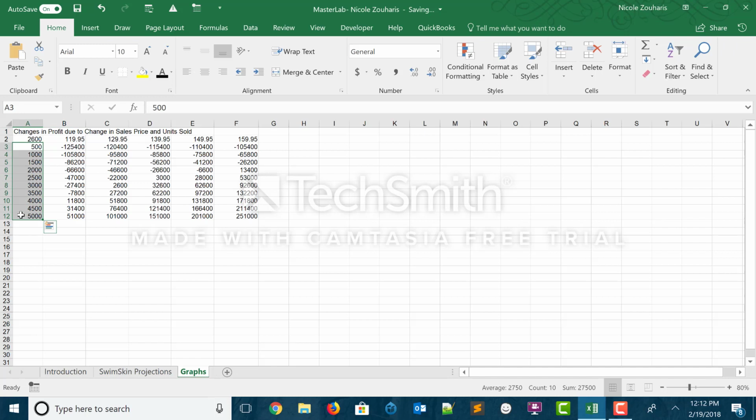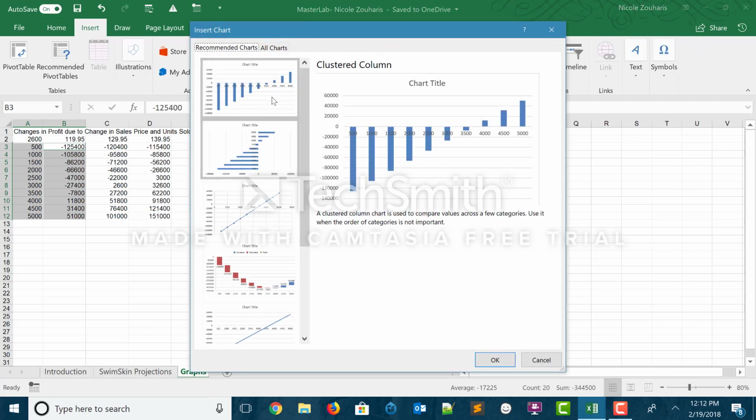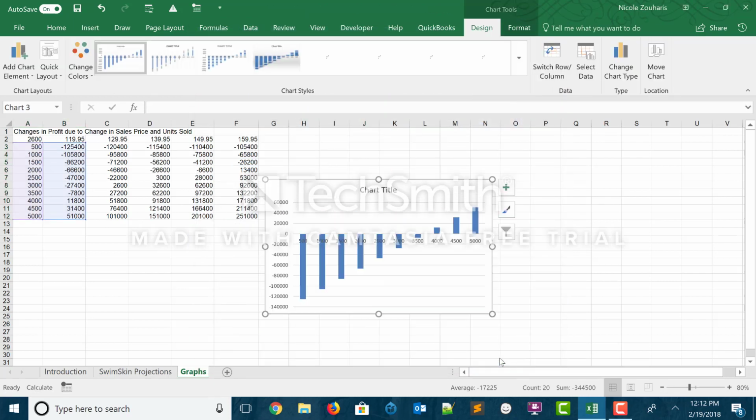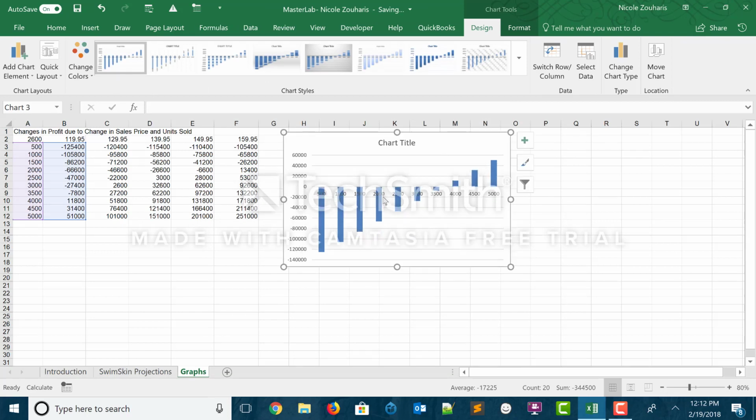I'm going to hold down the control key, and then I'm going to highlight the 119.95 sales price values. Click Insert. I'm still going to keep the same chart because I think it's the best representation. Right there. But I still think it's plain, and my axes are not very easily readable.